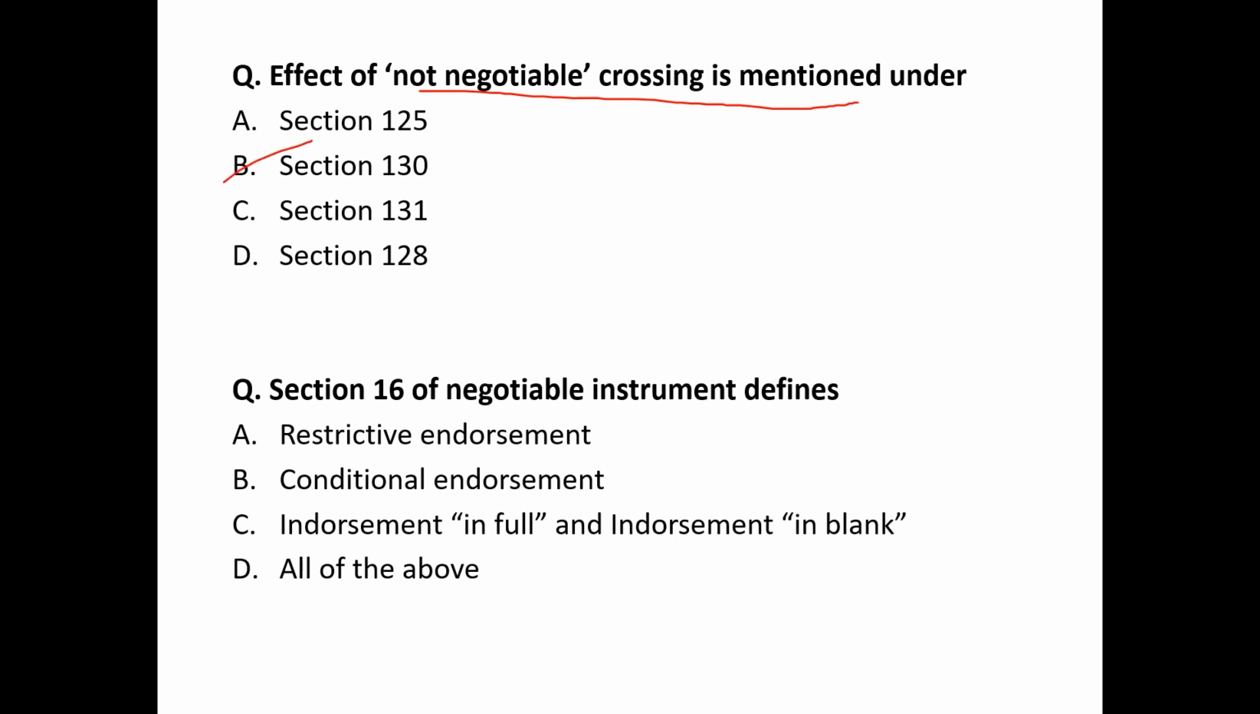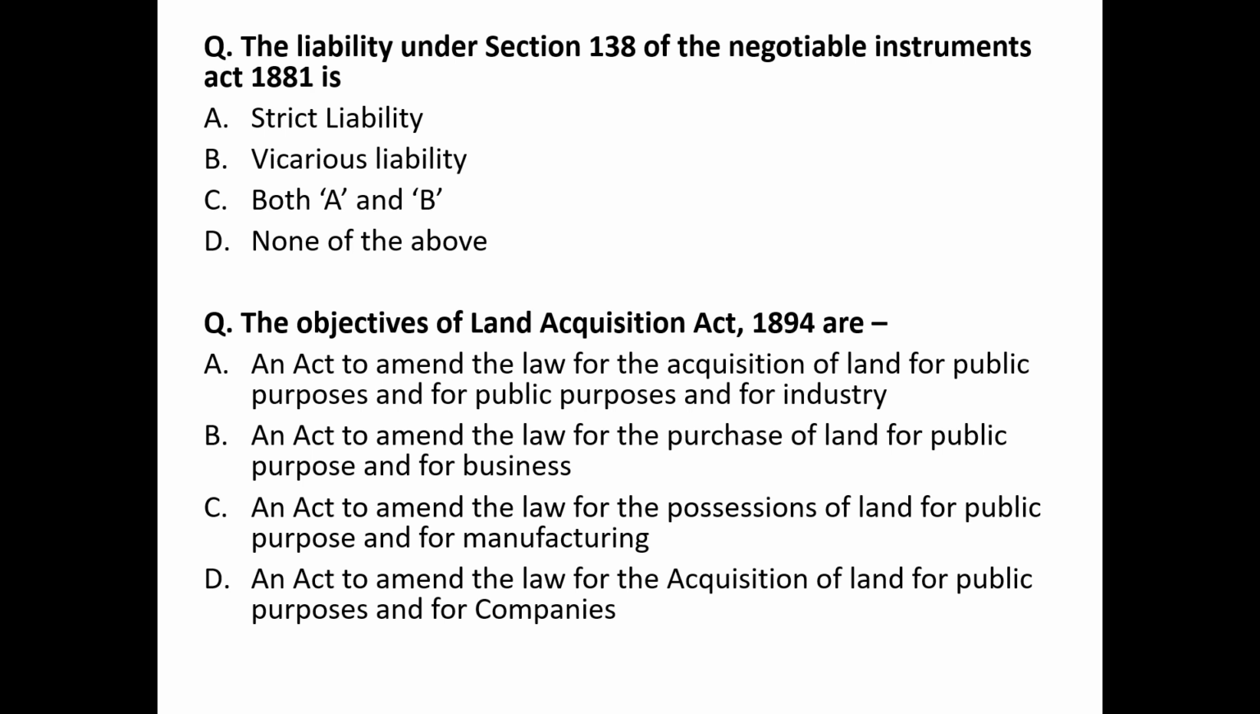Next question. Section 16 of the Negotiable Instruments Act defines endorsement in full and endorsement in blank, option C. Next question. The liability under section 138 of the Negotiable Instruments Act 1881 is strict liability, option A. Next question. The objectives of the Land Acquisition Act 1894 are an act to amend the law for the acquisition of land for public purposes and for companies, option D.